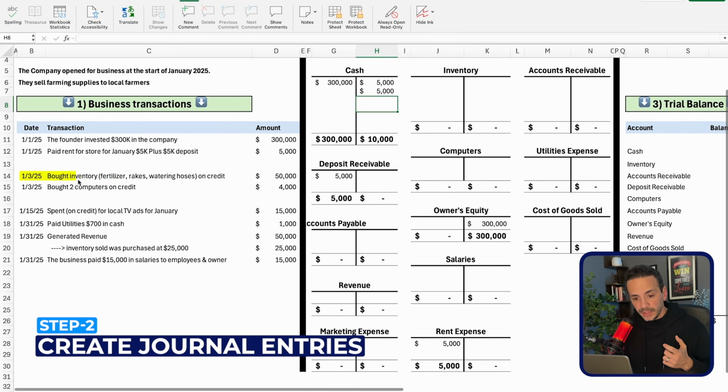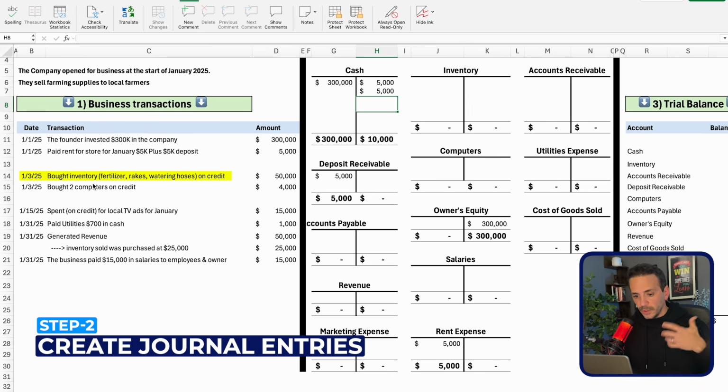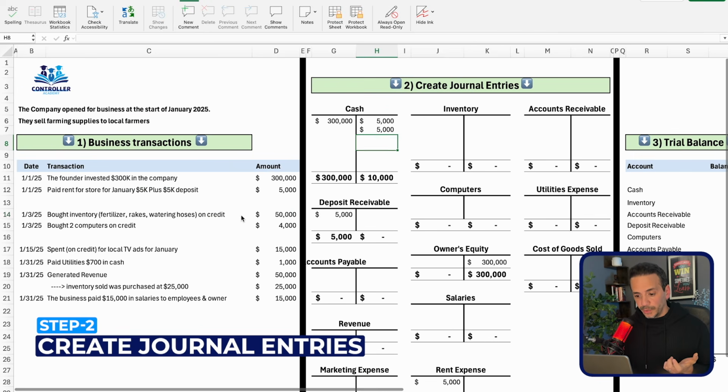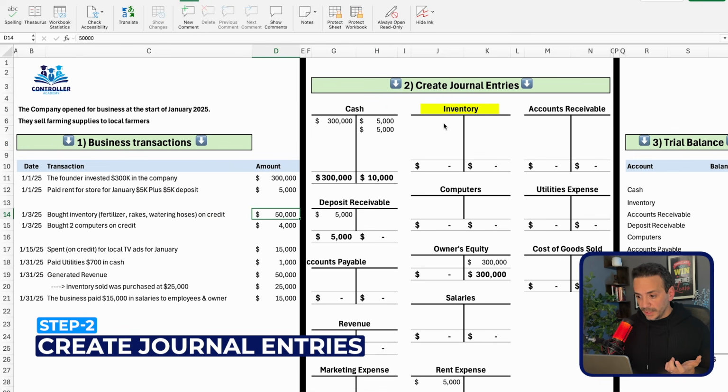The third transaction is that we bought inventory, which is fertilizer, rakes, watering hoses, and various things on credit. When we buy on credit, it means that we will get an invoice and pay it in the future. That is $50,000. So to record that, we're going to debit our inventory. That's an asset, right? Equal to $50,000. And we're going to credit what in this case?